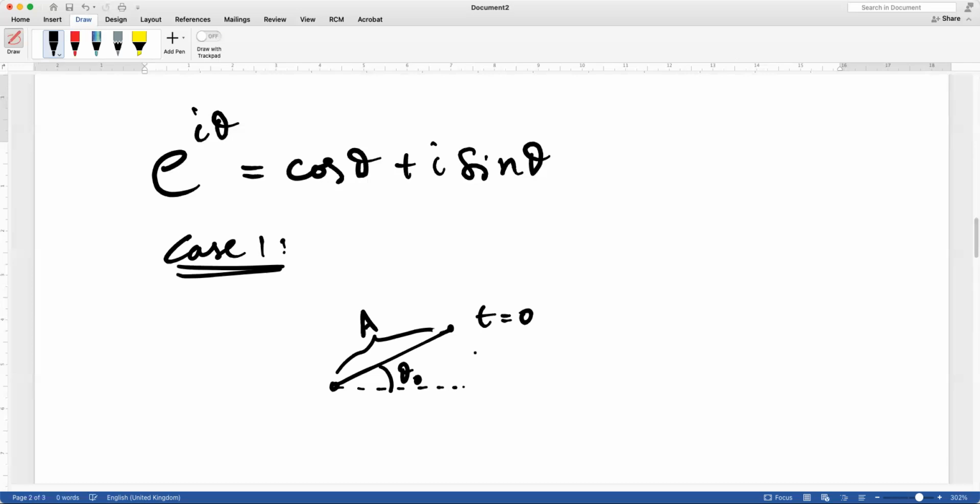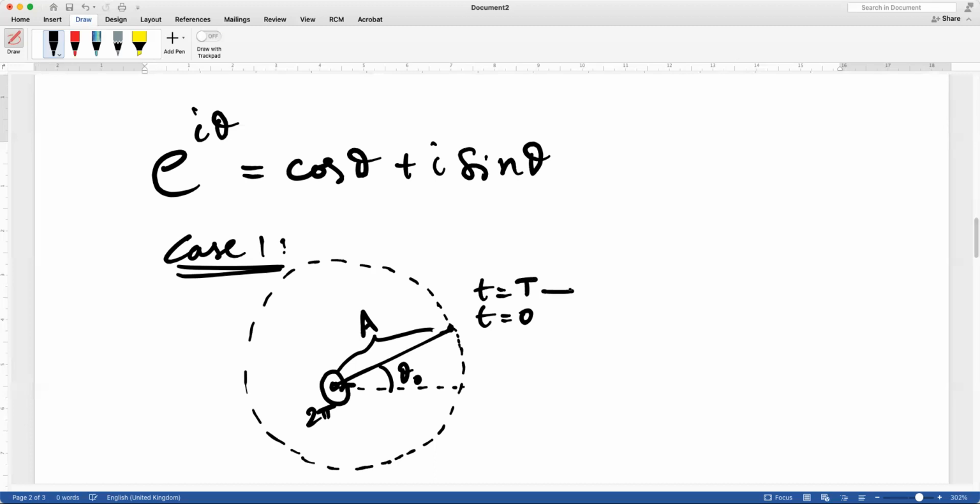And we start the experiment at time t equal to 0, but this particular quantity keeps rotating at a constant period. That means when it completes the full 2 pi at the center, we say that the time becomes capital T. We call that the period.